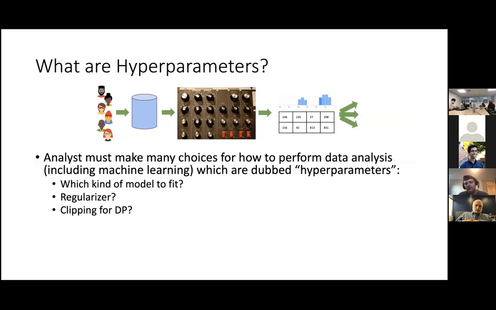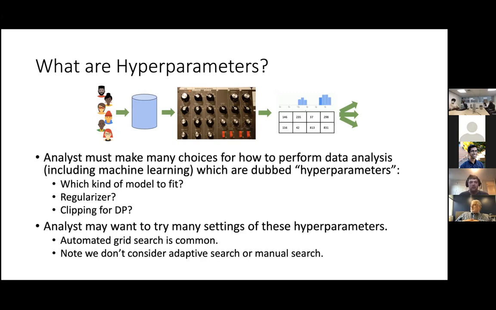There's also regularization. It's also important to note that differential privacy itself introduces some hyperparameters. If you're doing clipping, for example, you have to clip your gradients when you're doing stochastic gradient descent. The value at which you clip is also a hyperparameter, along with the learning rate and all of these other things. So these are the choices.